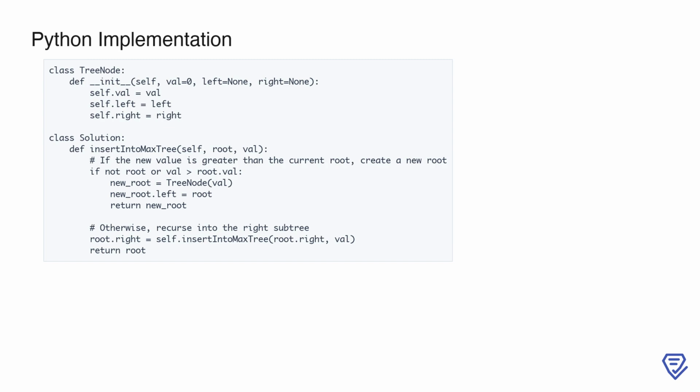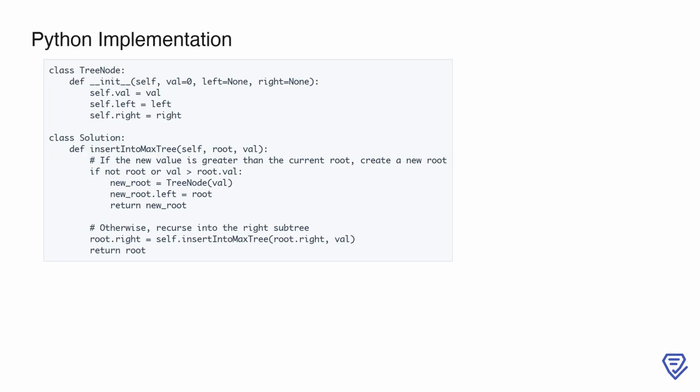The algorithm follows these steps. 1. Base case in new root creation. If the tree is empty or the new value is greater than the value of the root node, a new root node is created with the new value. The current tree becomes the left child of this new root. This maintains the property that the root is the maximum value in the tree.